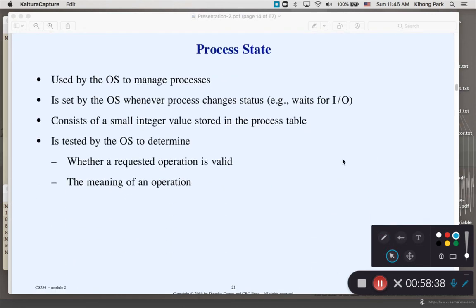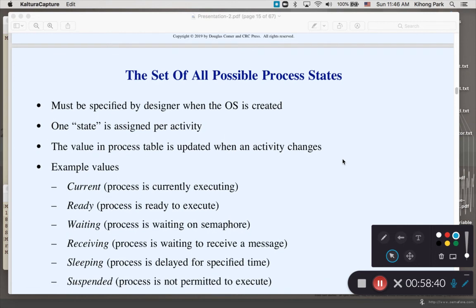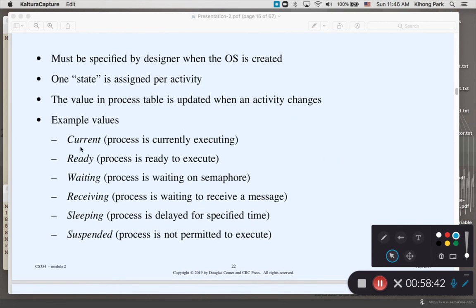So process state: current, ready, sleeping, suspended. Waiting has to do with semaphores. We'll get to that in a few lectures, and also receiving is to receive messages. We will get to these two. There are a few more, but of these 6 listed, you know already 4 of them intuitively based upon what we have already encountered. And of course, each one of them we will delve into in detail.